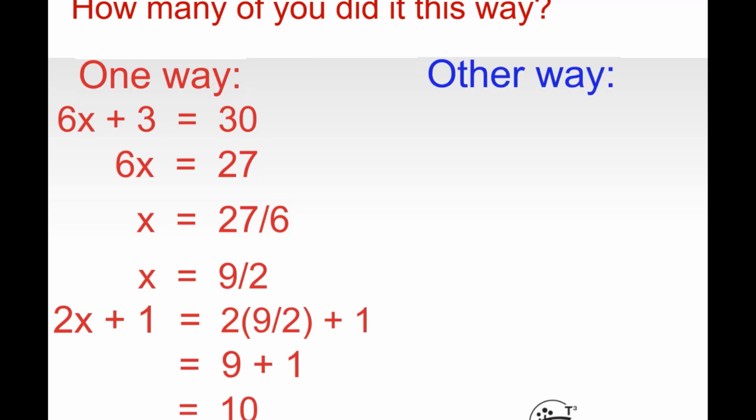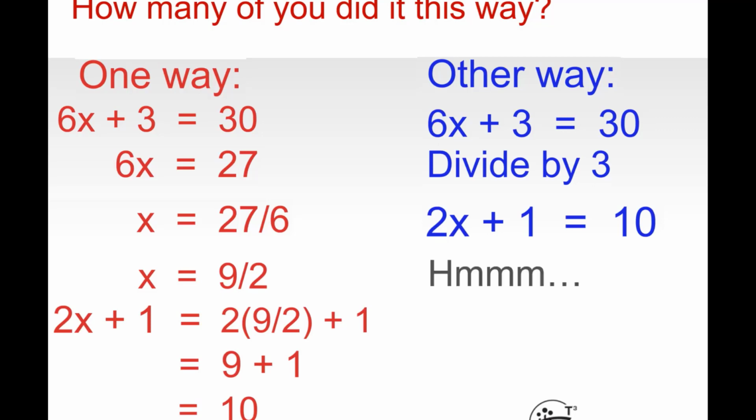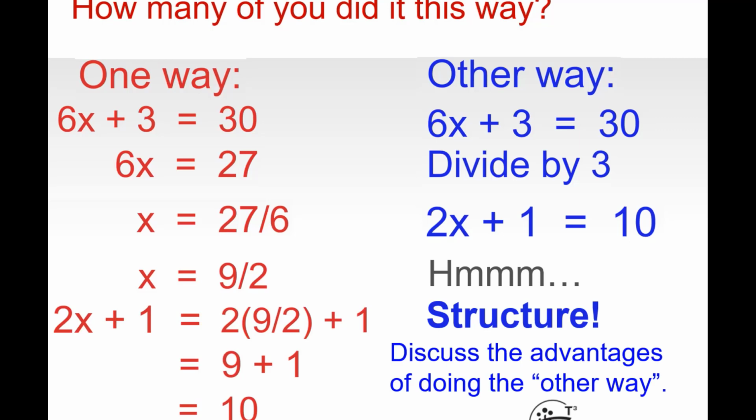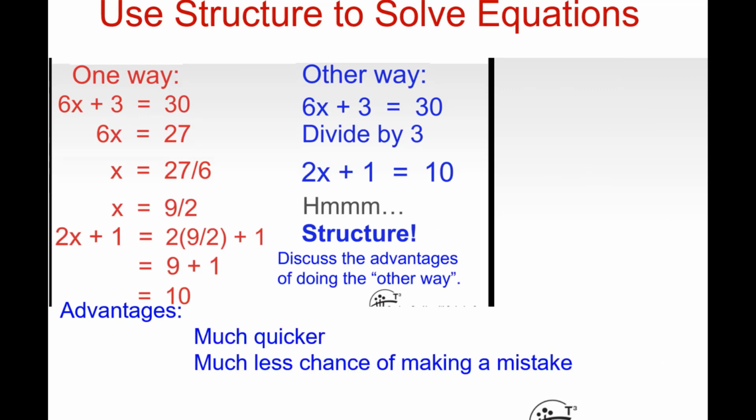Another way to do this would be to start with that same equation and divide each term by 3, and we're done. This is using something called algebraic structure. Discuss the advantages of doing this the other way. Think about this. Well, the advantage, it's much quicker, much less chance of making a mistake, and I'll even venture that it's kind of cool.